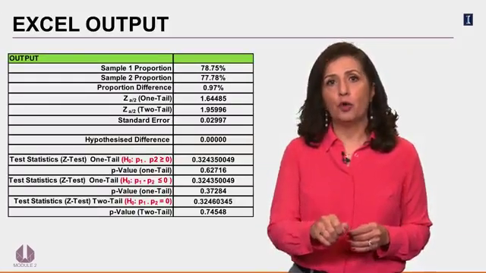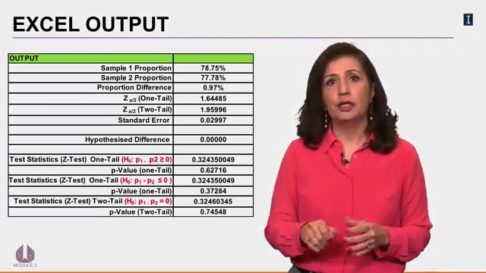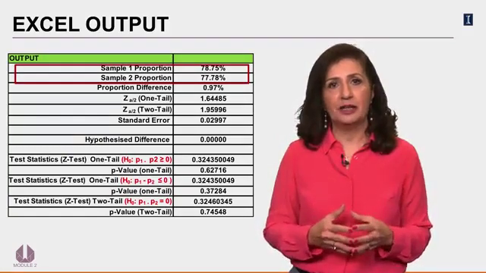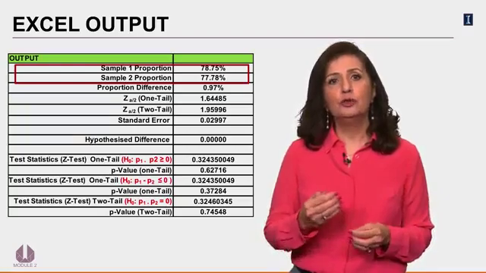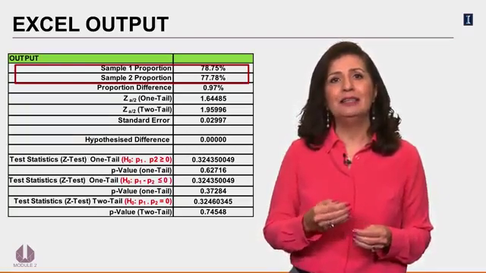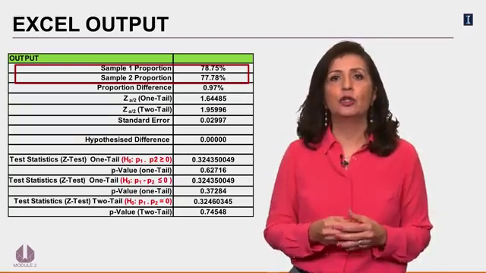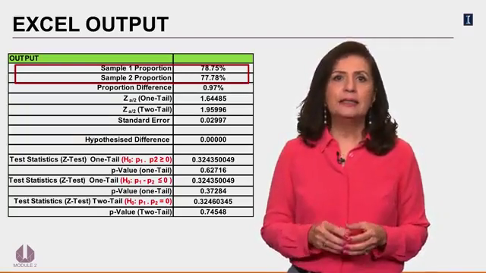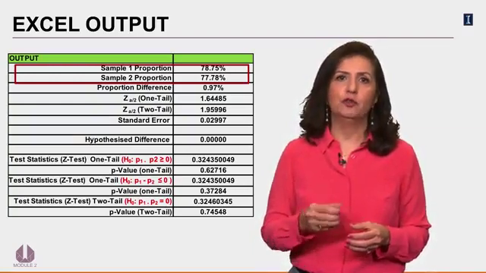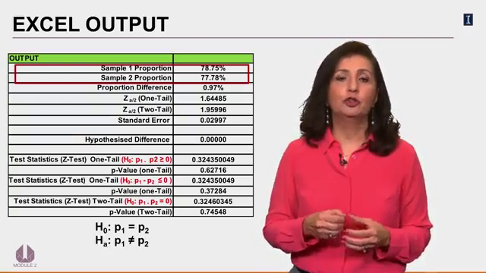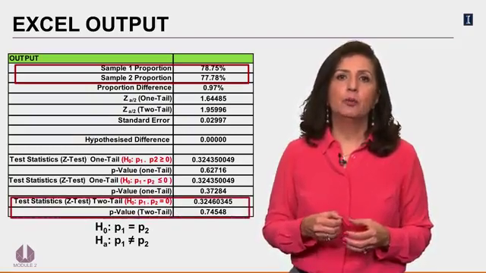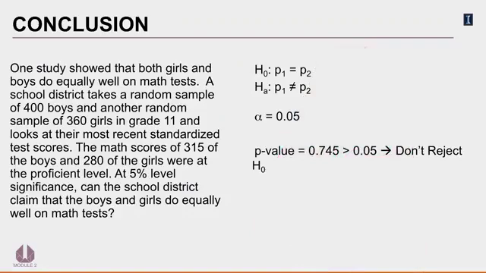Here, sample 1 is for the boys, and 315 out of 400, or about 78.75%, and sample 2 is for the girls, where 280 out of 360, or about 77.78%, scored at the proficient level. We are testing at 5% level of significance and equality for the two groups. So we will use the output for the two-tailed test. The p-value is then 0.745. Since the p-value is more than 0.05, we don't reject the null hypothesis, which means our samples of boys and girls from this school district also performed equally well on the math test.